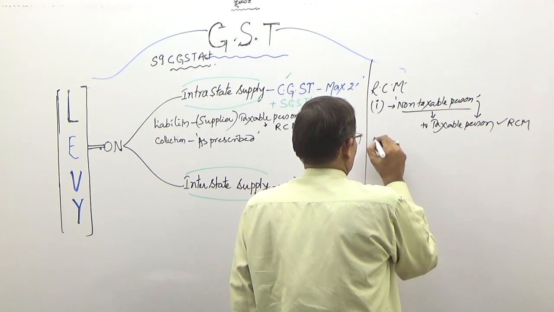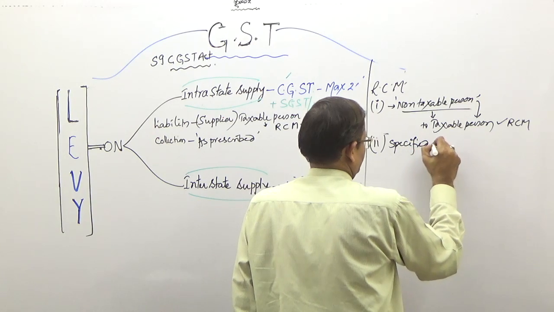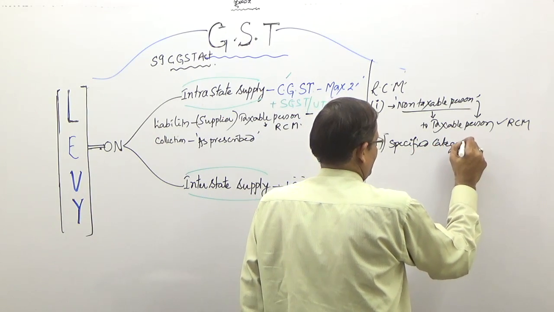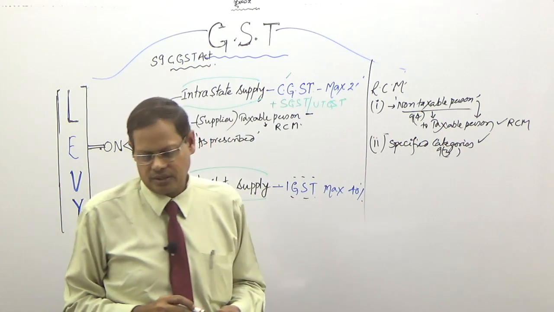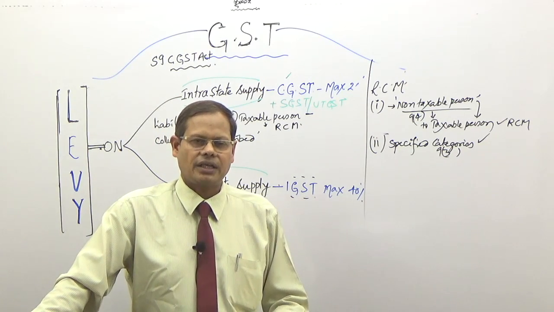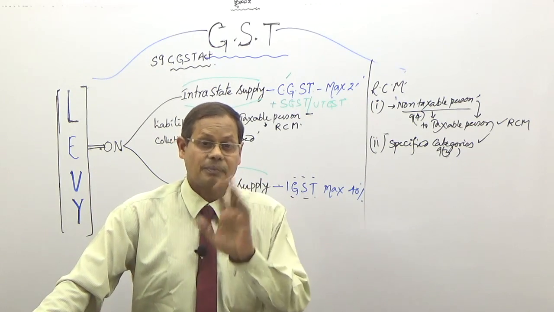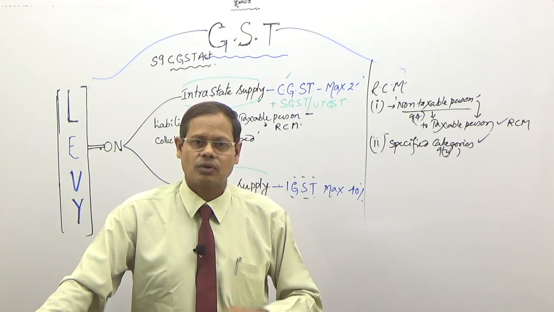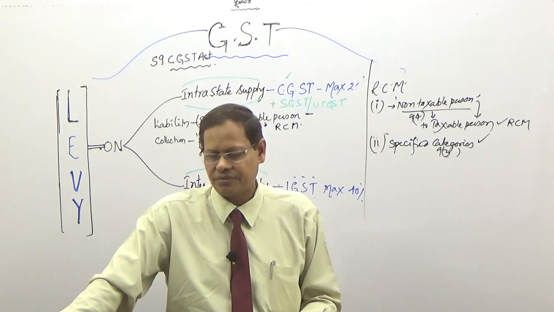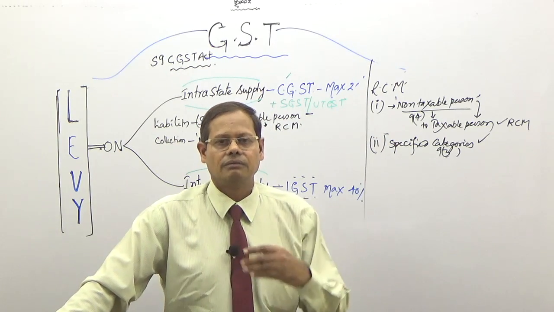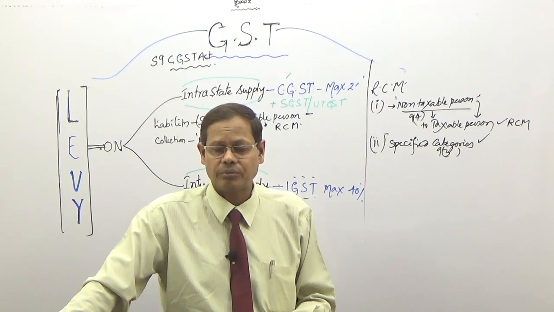And second case is specified categories. Specified categories, section 9.3. This is 9.4 and this is 9.3. Specified categories, very, very important, please. These specified categories, government specifies categories of goods and services, not persons. The government specifies, notifies from time to time, these are the category of services for which reverse charge is applicable. Earlier also under service tax, they were there, repeated with small modifications, and the list is an ongoing process. It will be changing from time to time.